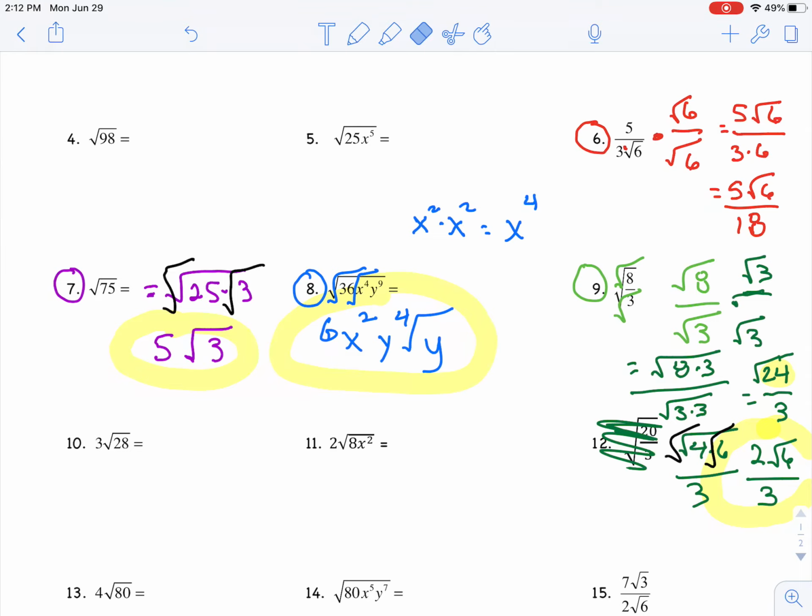And again, that fraction can't be reduced, but sometimes it can. So that's what I wanted to just go through, a few of the nuances or properties and rules to simplify radicals.